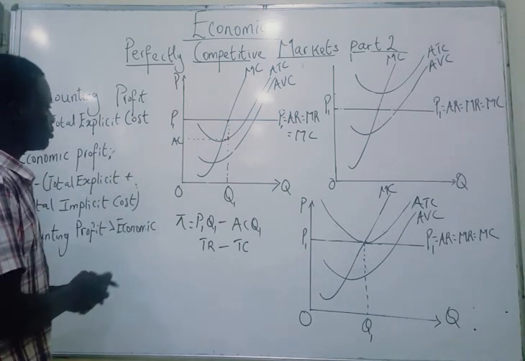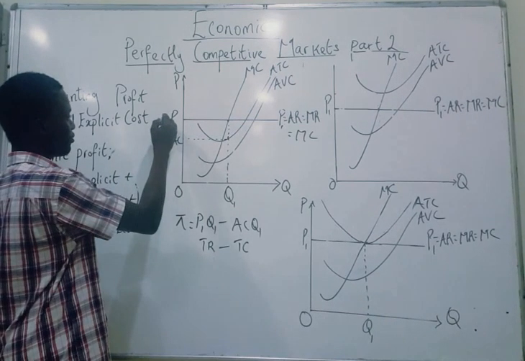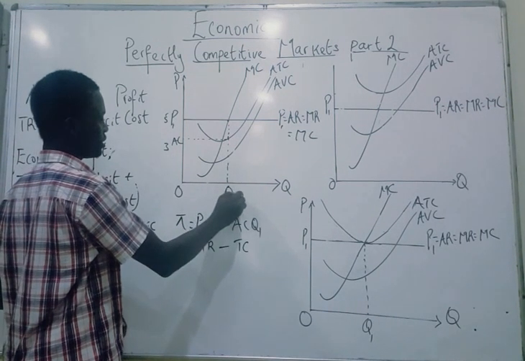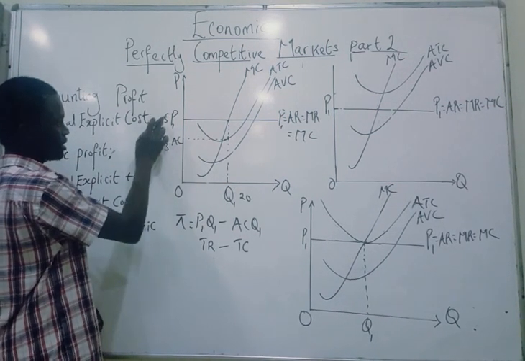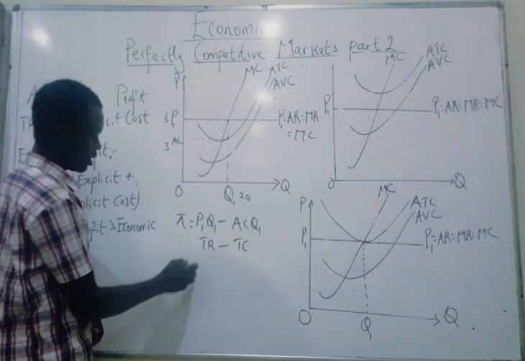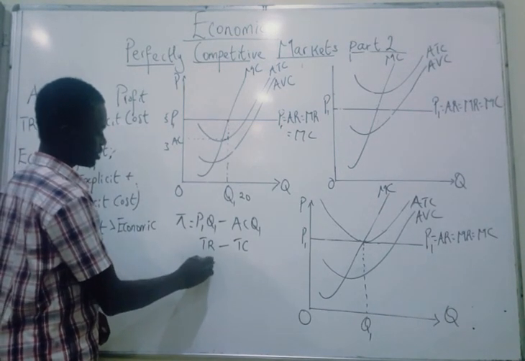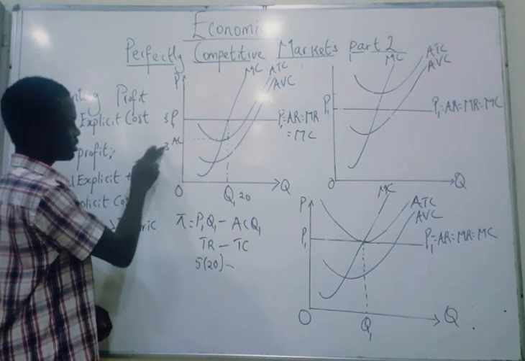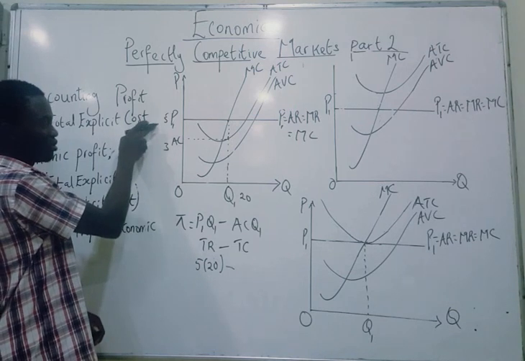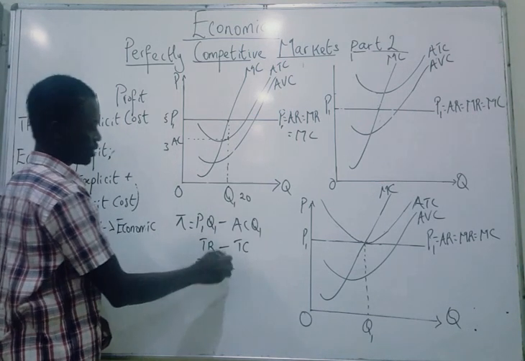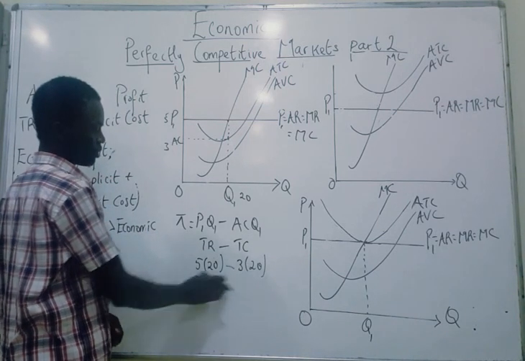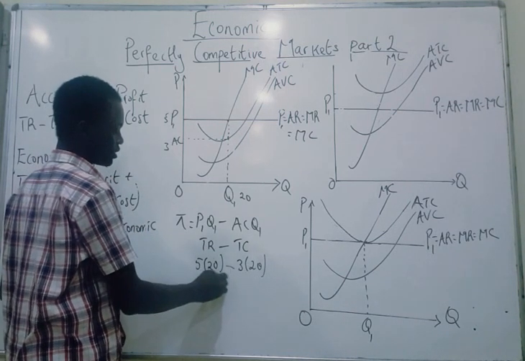So let's assume the price is 5, and this is 3, and then this is 20. So we are simply saying that total revenue in this case is going to be 5 multiplied by 20, then minus total cost, because we have total cost here, and 3 is not up to 5. So 3 multiplied by 20. So this is 100 minus 60, and profit is 40.